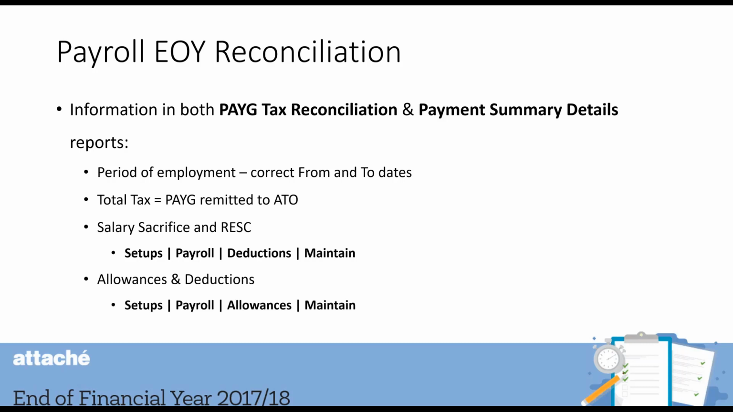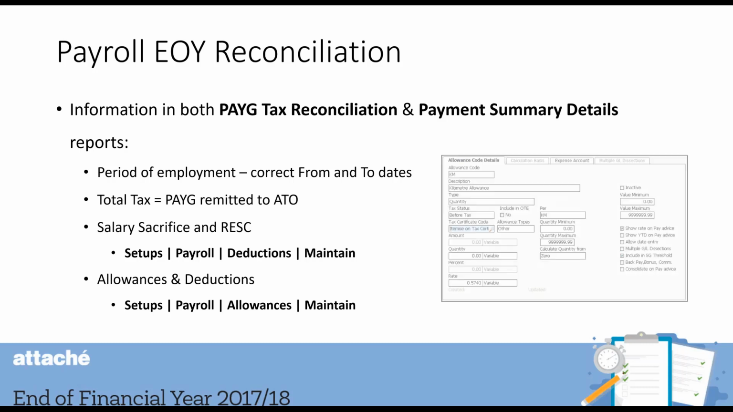You also need to check that your allowances and deductions have been taxed correctly and are included in the correct label for the payment summary. Some deductions and allowances need to be itemized and others should be included in your tax certificate totals. So for example, if we have a look at the kilometer allowance setup, you should see itemize on tax certificate in the tax certificate code. Other codes you may use are do not show on tax certificate or include in the tax certificate total. So ensure that this information is set up correctly.